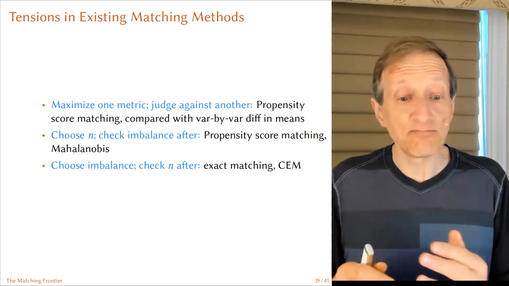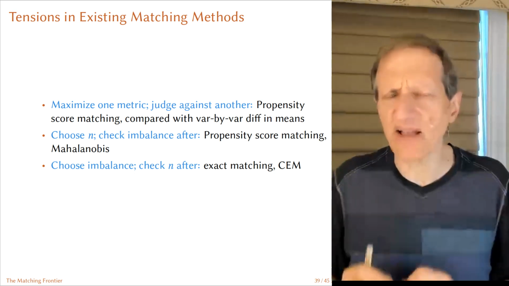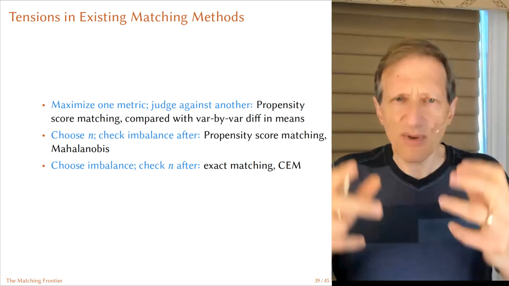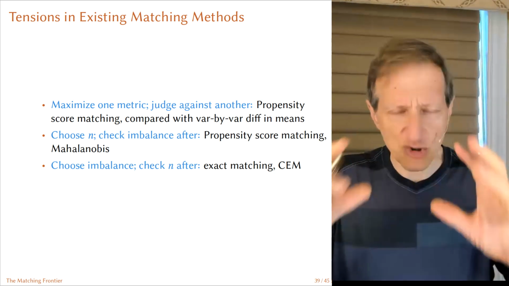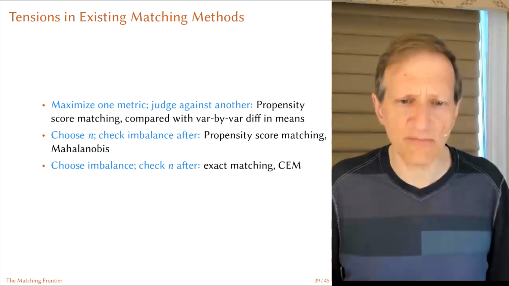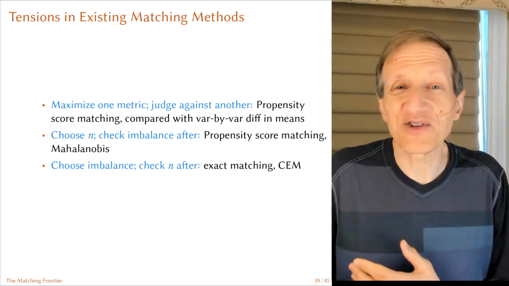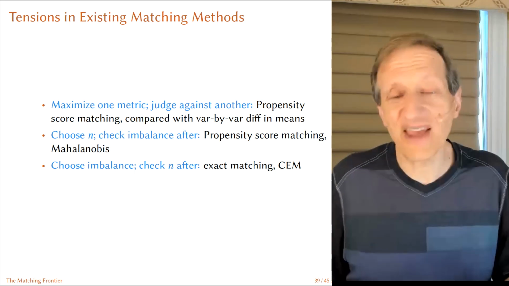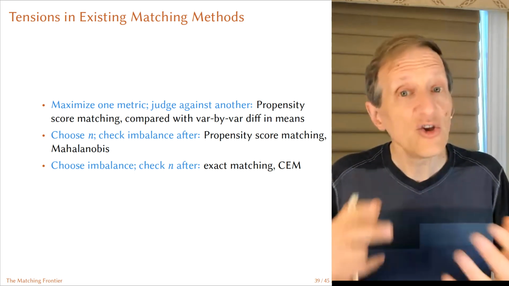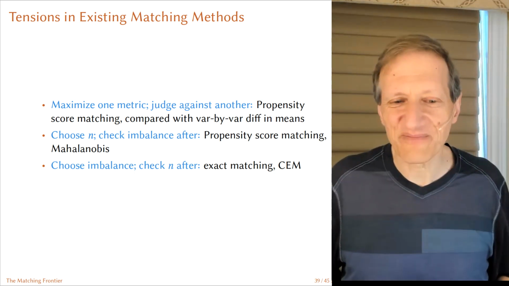And so what happens is when you're done with that, you wind up with exactly the imbalance that you chose ahead of time. Because ahead of time, you chose the coarsened bins. That's the amount of imbalance. That's the maximum imbalance that you can possibly have. But you don't know how many observations are going to come out the other side. For exact matching, there may not be any exact matches. For CEM, you may have set the coarsening in the wrong way, and you'll wind up with no observations.